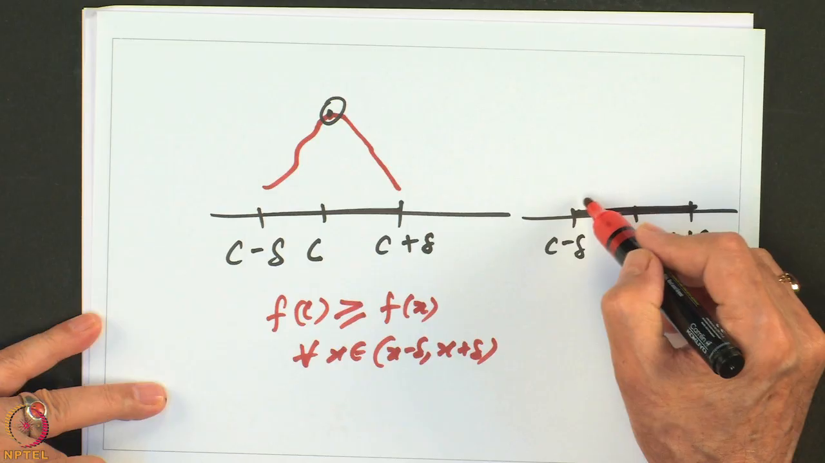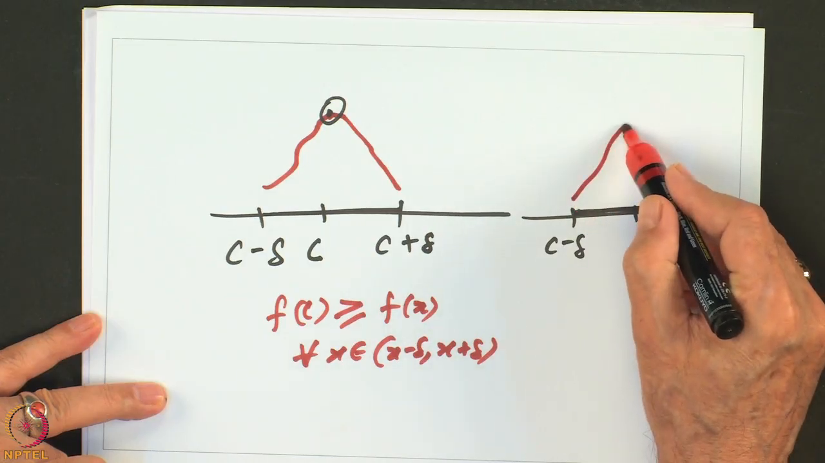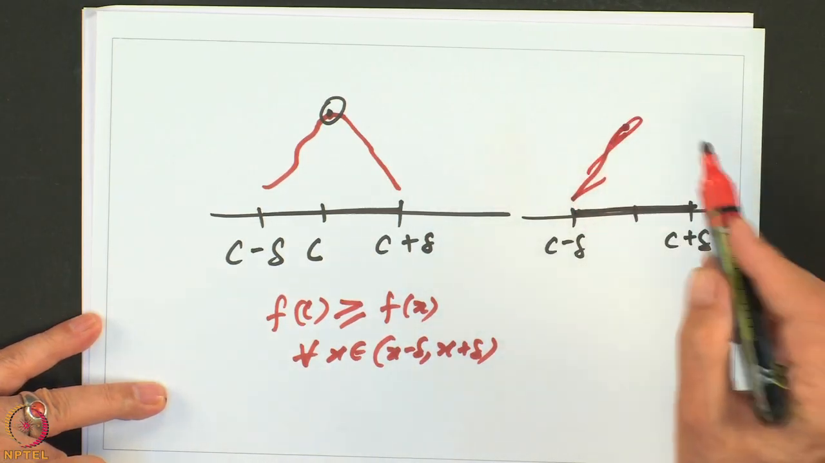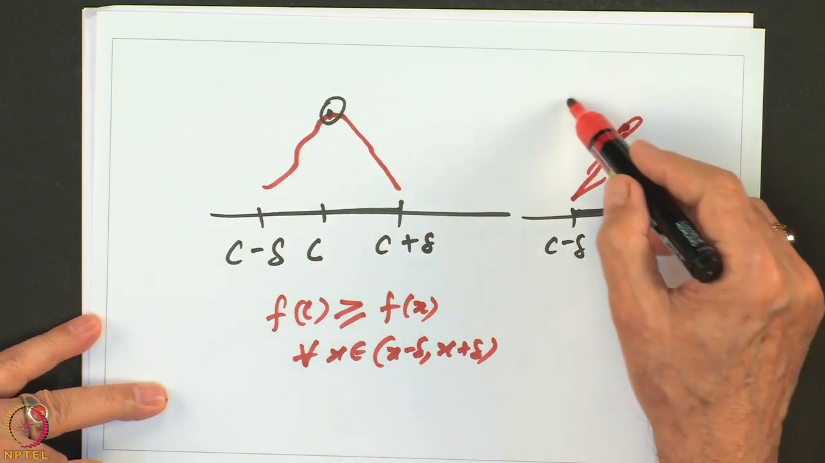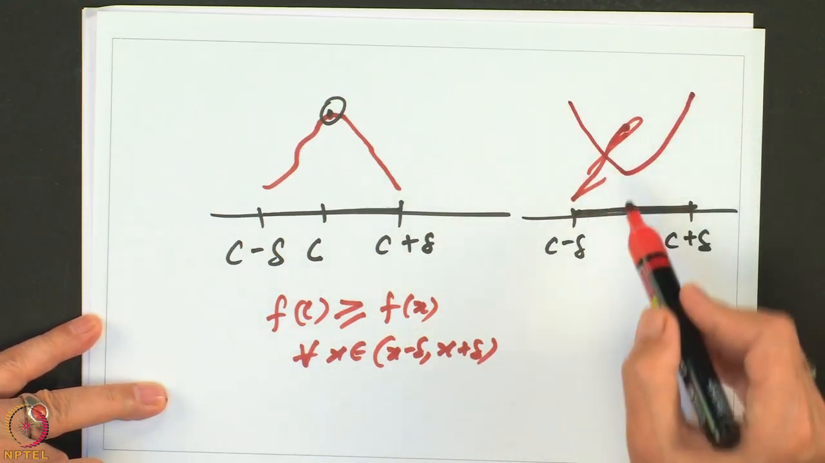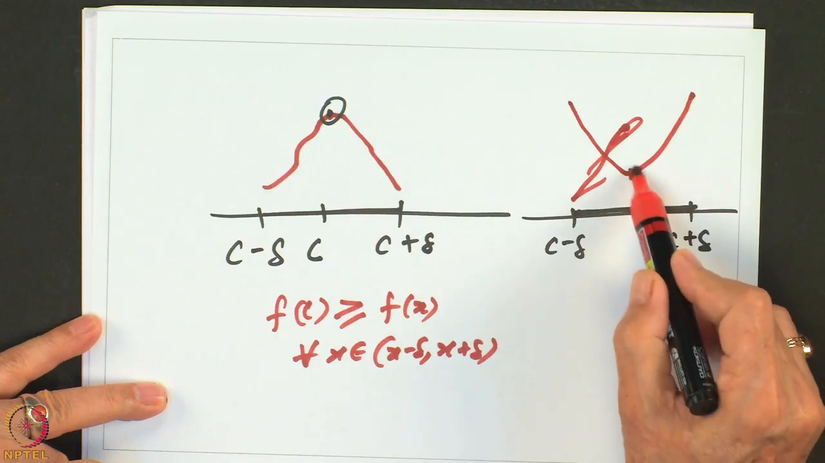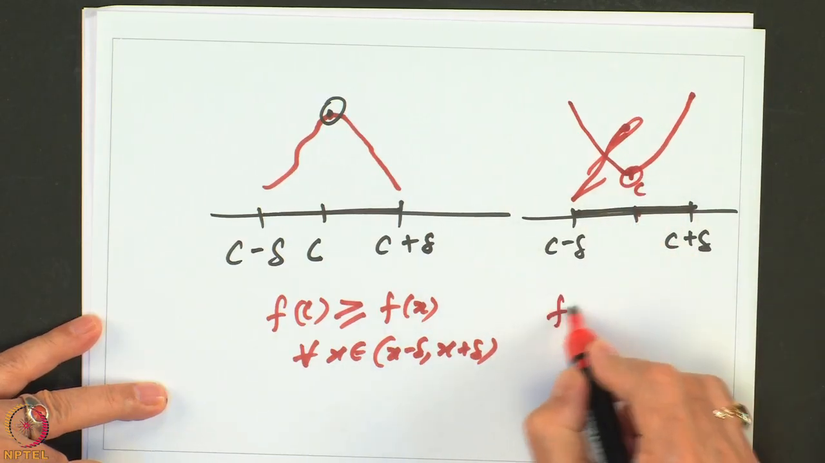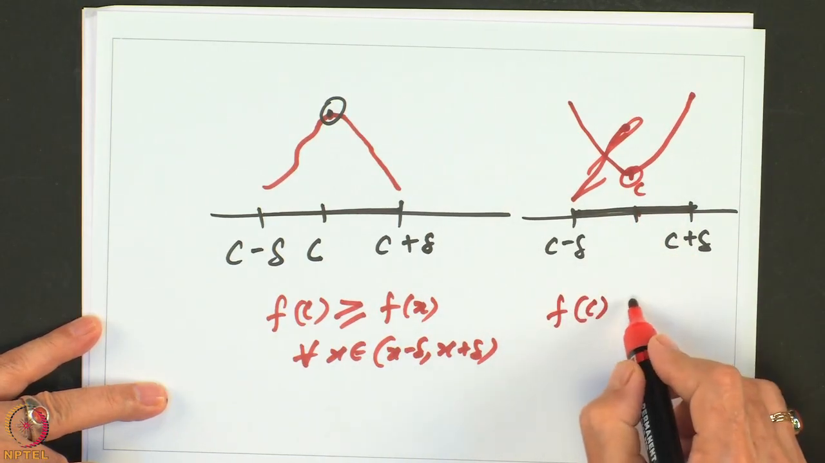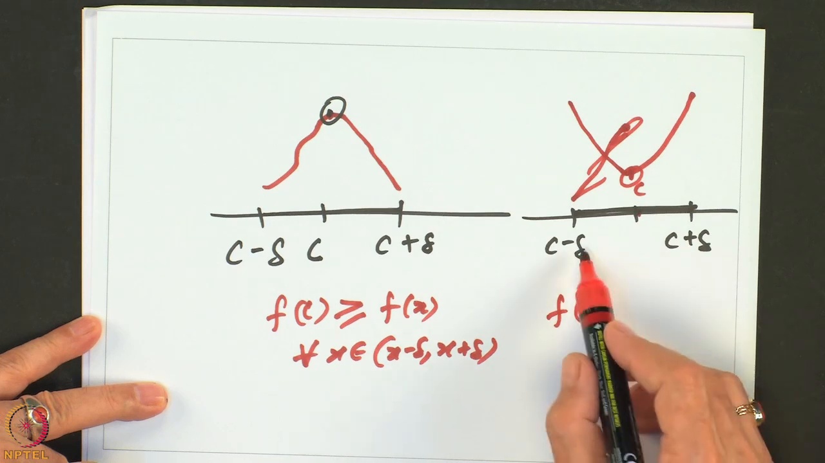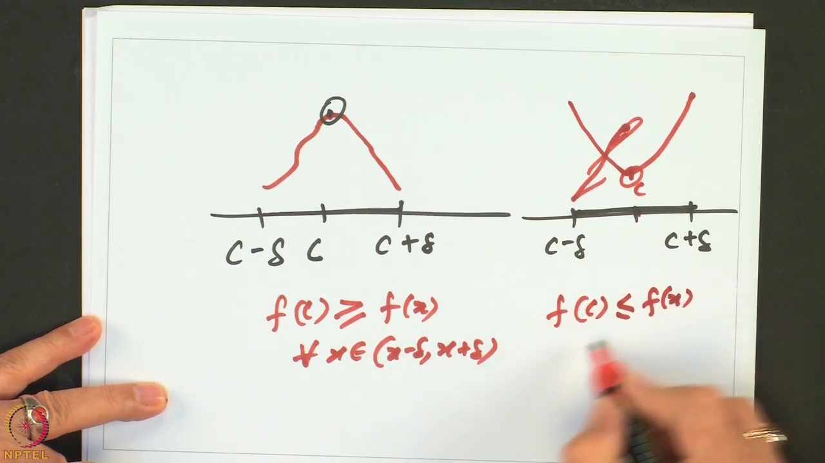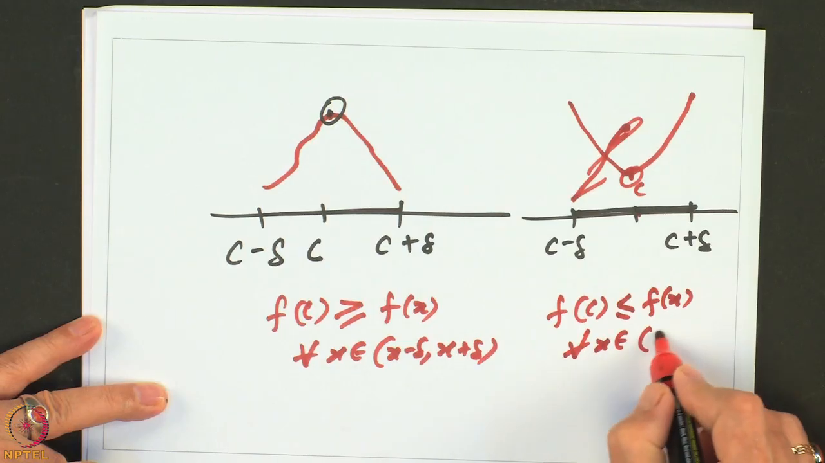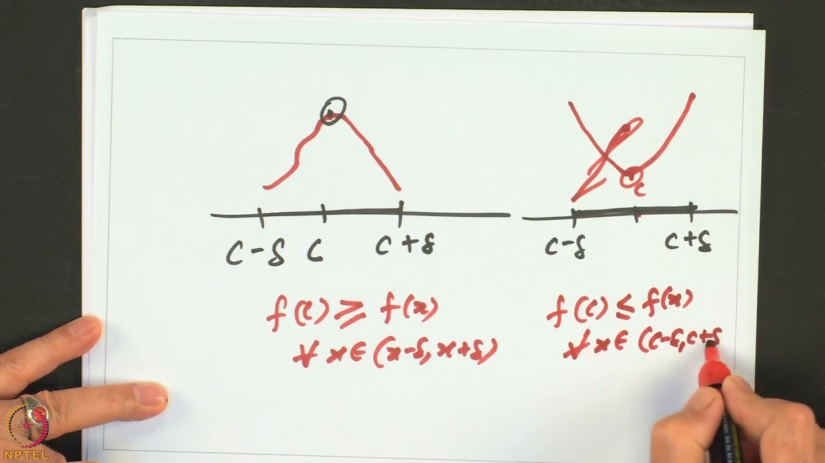So, the graph will look like, let us say, like this. So, this is the value at the point c. That means f of c is less than or equal to f of x for every x belonging to c minus delta to c plus delta.